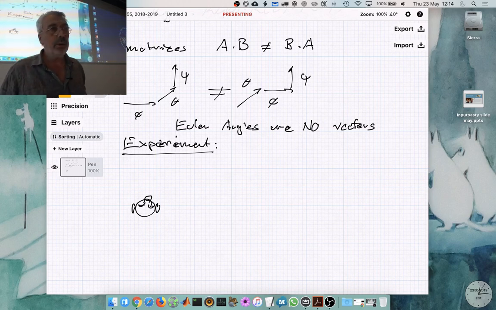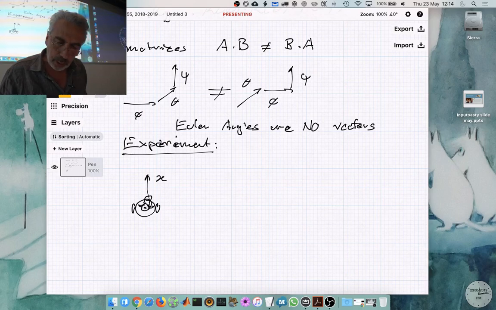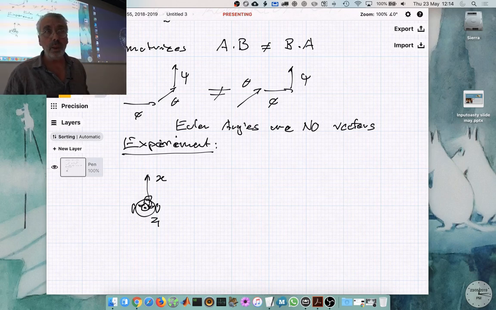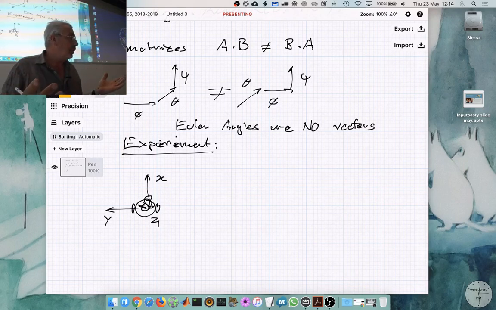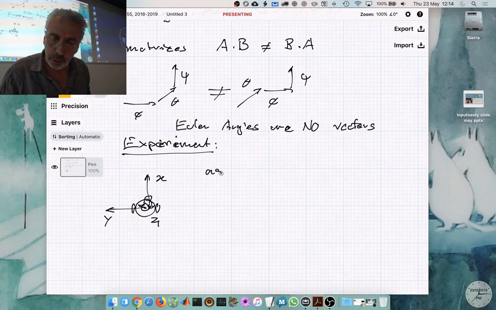Then your coordinate system is the following. The x is forward, the z is up, and if that is the case, then the y is to your left. This is your y. And now let's assume that is how it works in math. If you want to prove that something is not true, you say, let's say it's true. Assume they are vectors. So assume these Euler angles are vectors.